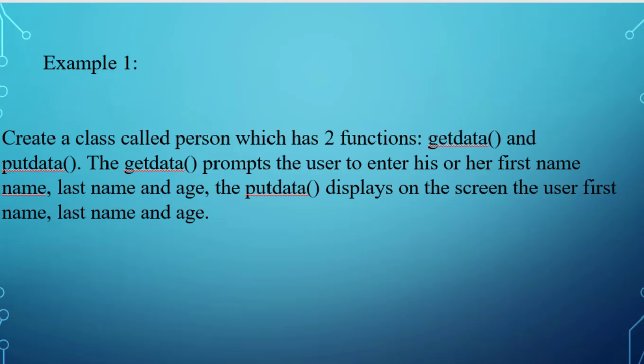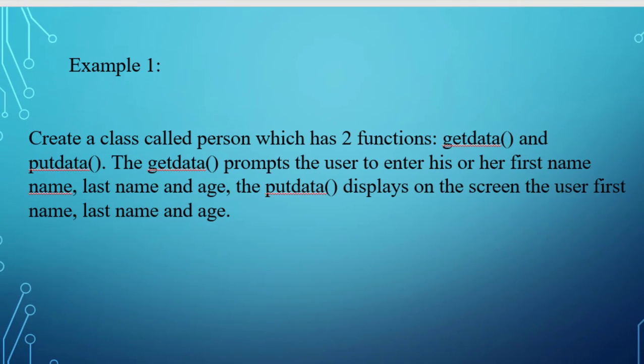Now we're going to see example number 1, where we are going to work with a class program. This program says, create a class called person which has two functions. One is called get data and another one is called put data. The get data function prompts the user to enter his or her first name, last name, and age. Then the function put data displays on the screen the user's first name, last name, and age.